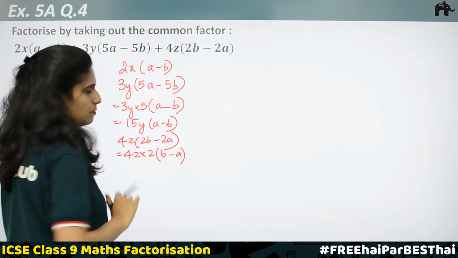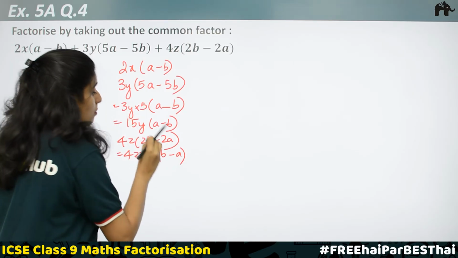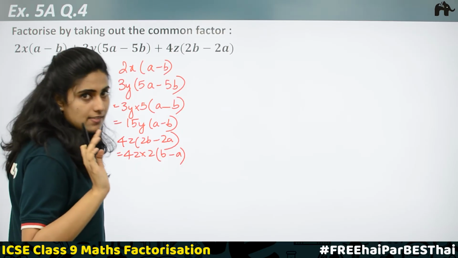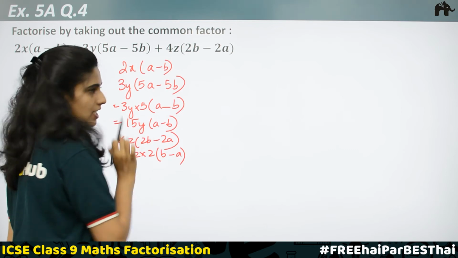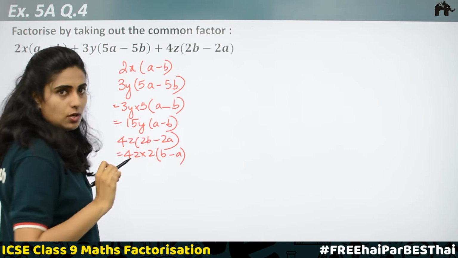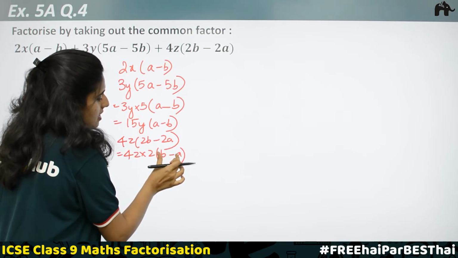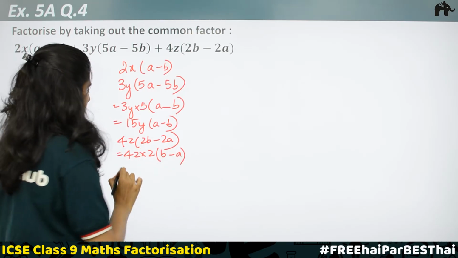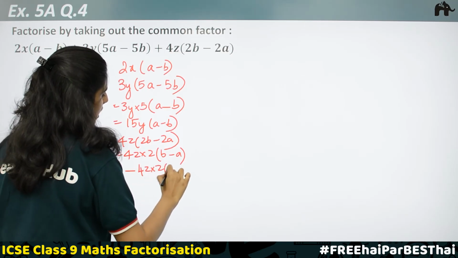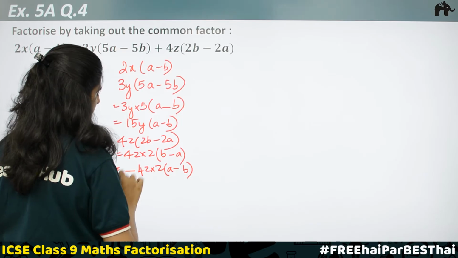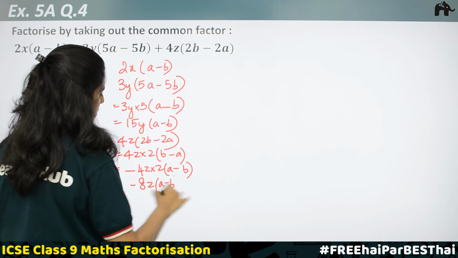To get a minus b, what can be done? Here you will have to multiply both the terms with a negative sign. Okay, then you will get minus b, minus of minus plus a. So a minus b. So that minus can be taken out. Okay, negative sign can be put here and the terms can be interchanged in position. So this becomes equal to minus 4z into 2 into a minus b, which is equal to minus 8z into a minus b.